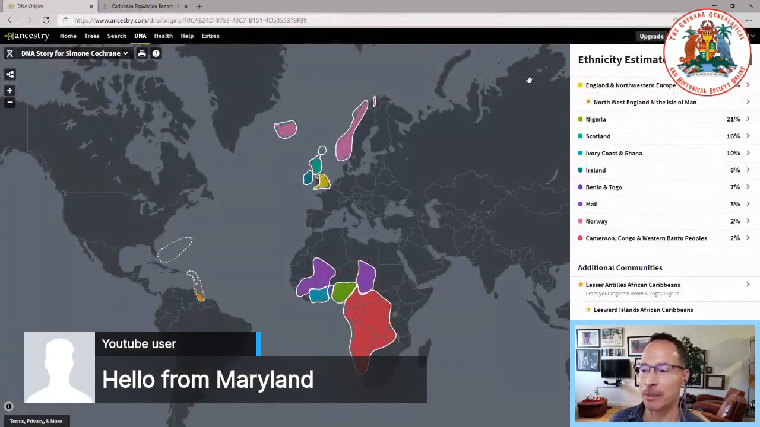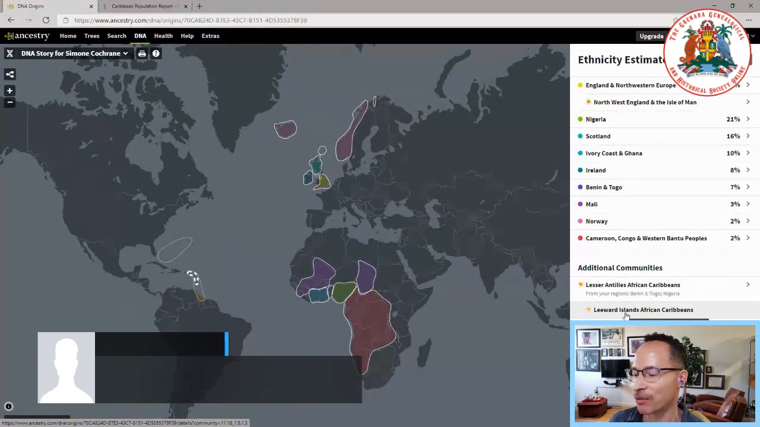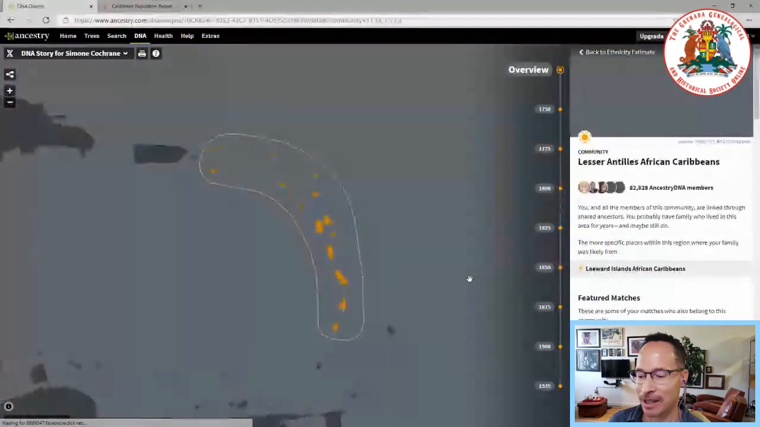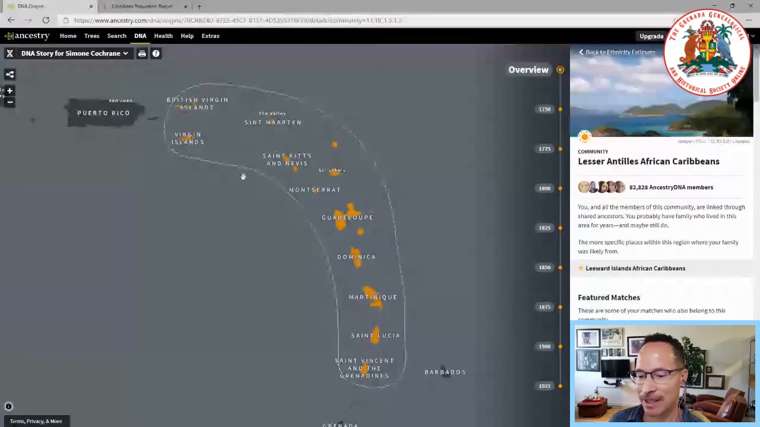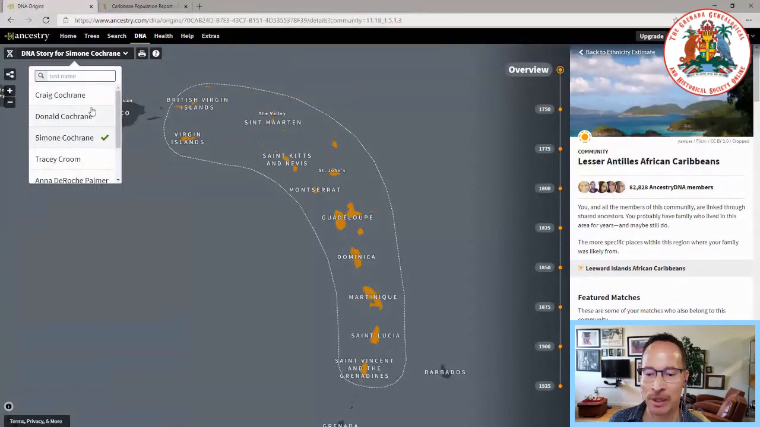Now let's switch over to Ancestry. Same thing for my mother. Ancestry is saying that my mother is from the Leeward Islands. And if we zoom in, it is circling here. It's not specifically saying Antigua and Barbuda, but it is correct. So it's a little bit less accurate than 23andMe.